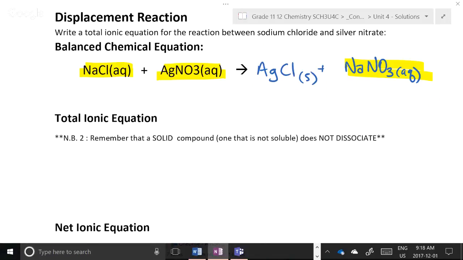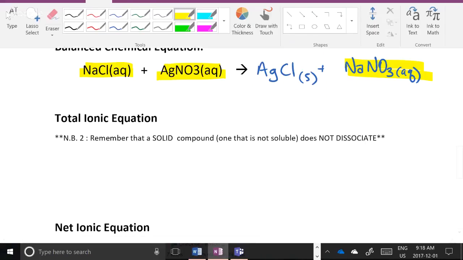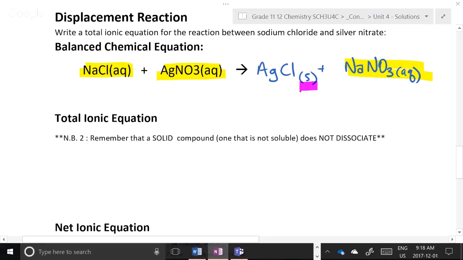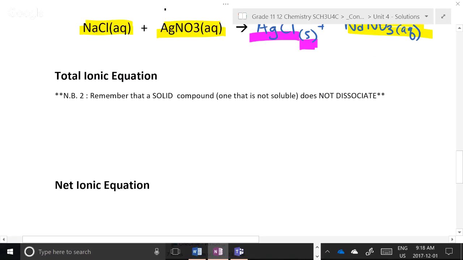Hey, what is not aqueous? Silver chloride. So are we going to write that as Ag+ ions and Cl- ions? No, because they are stuck together. So that will not dissociate. So I want you to take a moment and write the total ionic equation for this. Break everything up into its ions.